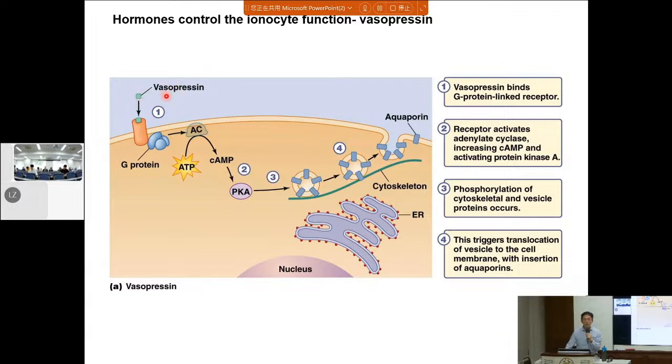Once it binds to vasopressin, it will activate signal transduction inside the cell, then activate protein kinase A, to promote membrane translocation from the ER to the membrane. This protein is called aquaporin, for water uptake.